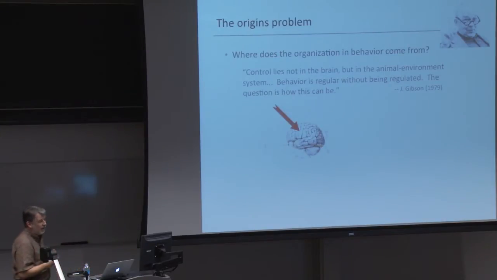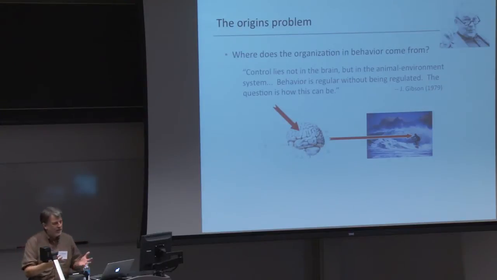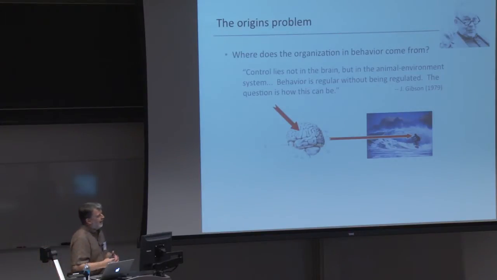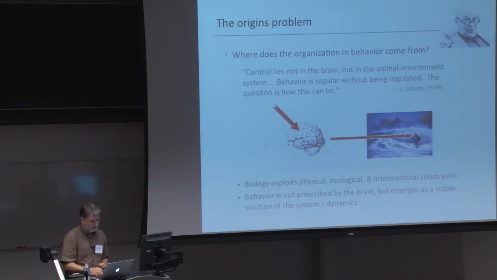So for my field, I think many people think they're studying this, but they're really studying this. We're not an isolated brain that's imposing organization on the system. That brain is embodied in a physical, biomechanical body. It's embedded in a dynamic, complex world, and all of those constraints are brought to bear on the organization of behavior. So I'm going to argue that biology exploits physical constraints, ecological constraints of the animal's niche, and informational constraints, which is what I'm going to talk most about. And that behavior isn't prescribed by the brain, but rather it emerges as a stable solution of the dynamics within all of those constraints. And so that's the problem. How do you get there?